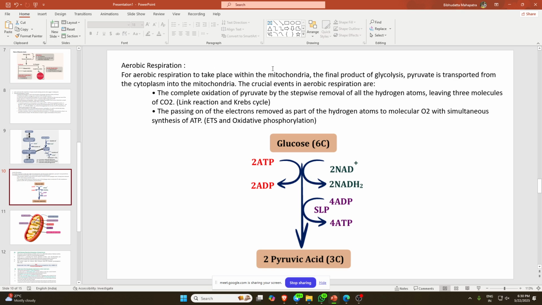Now, for aerobic respiration to take place within the mitochondria, the final product of glycolysis, pyruvate, is transported from the cytoplasm into the mitochondria. Okay. Now, the crucial events in aerobic respiration are the complete oxidation of pyruvate by the stepwise removal of hydrogen atoms, leaving three molecules of carbon dioxide. Link reaction and the Krebs cycle. In the link reaction, one carbon dioxide is released, and in the Krebs cycle, two carbon dioxide will be released. Now, the electrons removed from the hydrogen atoms are passed on to molecular O2 with simultaneous synthesis of ATP.